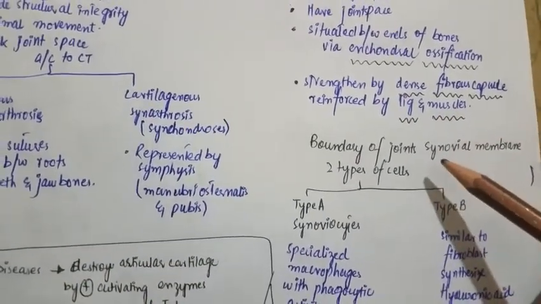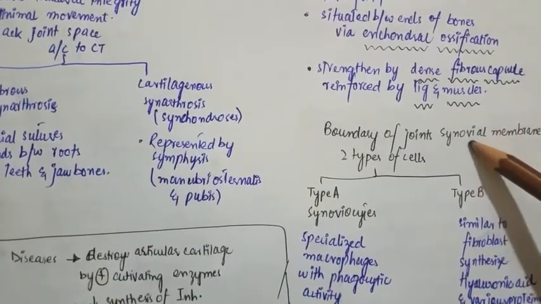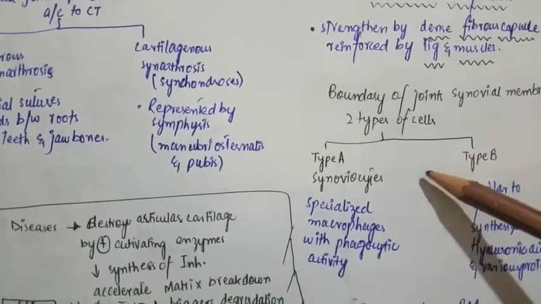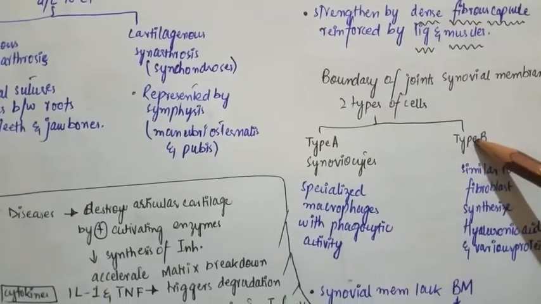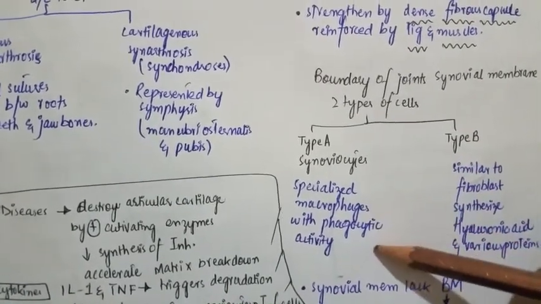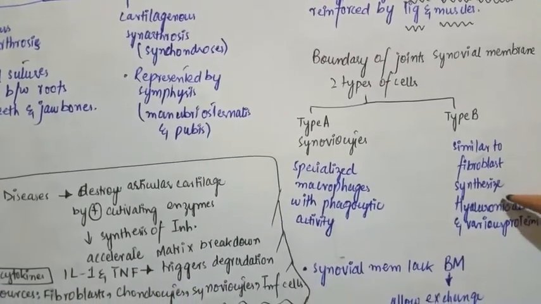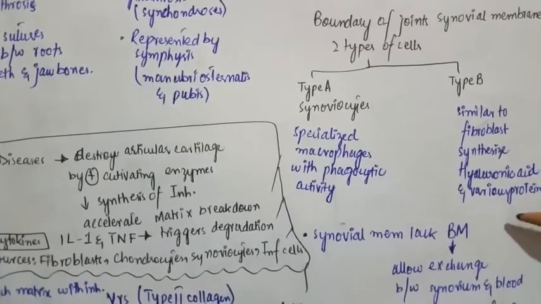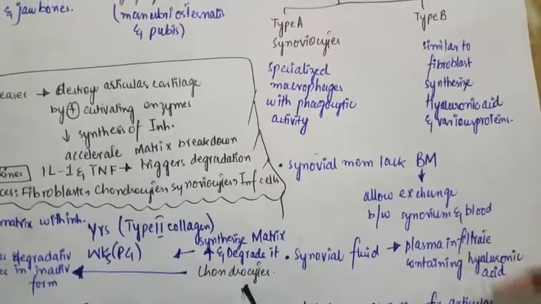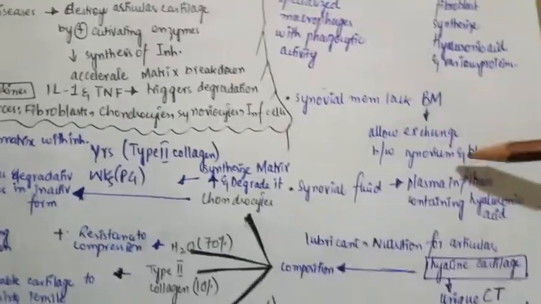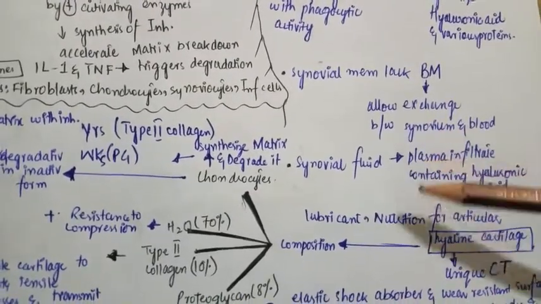The boundary of the synovial joints is basically composed of the synovial membrane, and the synovial membrane contains two types of cells, type A synoviocytes and type B synoviocytes. Type A synoviocytes are specialized macrophages with phagocytic activity, and type B are similar to fibroblasts, and they synthesize hyaluronic acid and various proteins. This synovial membrane lacks a basement membrane because it allows sufficient diffusion or exchange between the synovium and the blood.